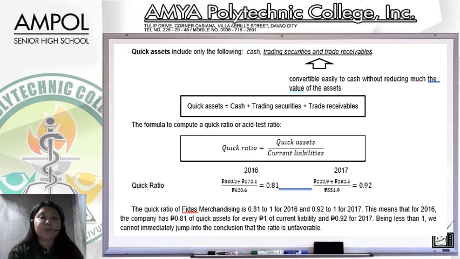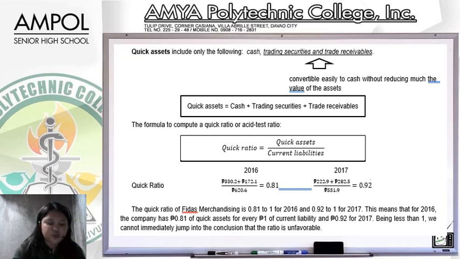So the formula to compute the quick ratio, or acid test ratio, is quick ratio is equal to quick assets over current liabilities. In our example a while ago, our quick assets, the total of cash, trading securities, and trade receivables, for 2016 is 330.2 plus 172.1 over 620.6. So for 2016, we have a 0.81 quick ratio, and for 2017, we have a 0.92 quick ratio.